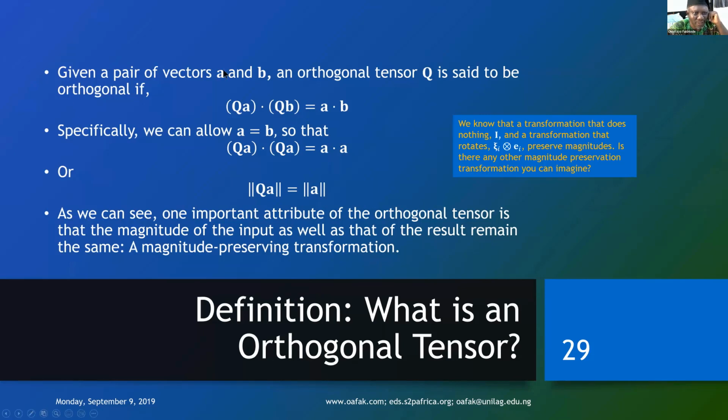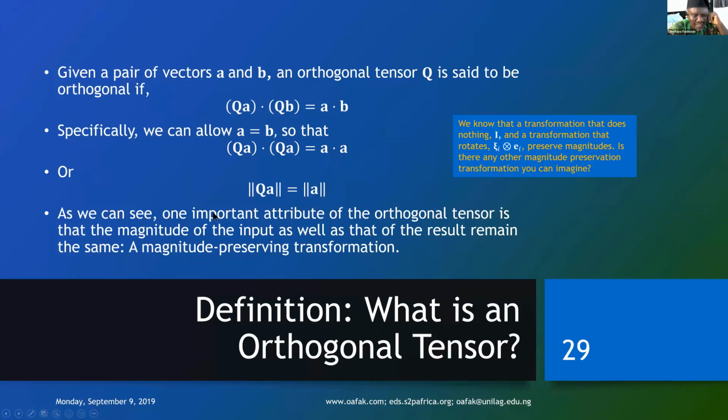Given a pair of vectors A and B, a tensor Q is said to be orthogonal if QA dot QB is equal to A dot B. Specifically, if we allow A to be equal to B, then QA dot QA is equal to A dot A. So if you take the magnitude of A and the magnitude of QA, they will be the same. That means the magnitude of A is preserved by the transformation. The fact that you have applied Q to A did not change the magnitude from what it was before.